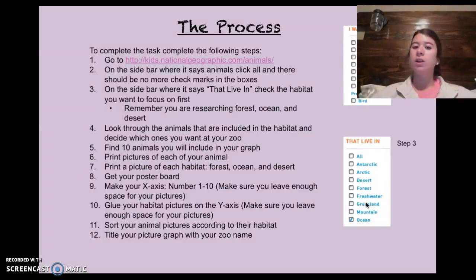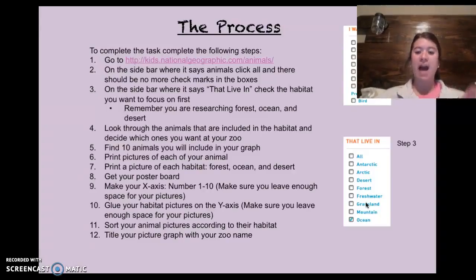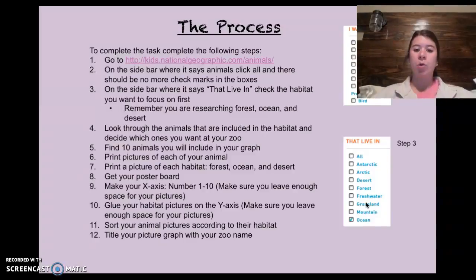Then they're going to go to the forest and then to the desert. All of these animals, it has to be 10 of them, so they're going to have 10 pictures of animals. After that, they're going to start making their graph. They're going to get their poster board and make the x-axis, and label it with numbers 1 through 10, because they could have 10 ocean animals, or maybe 5 ocean animals, 3 forest animals, and 2 desert animals.